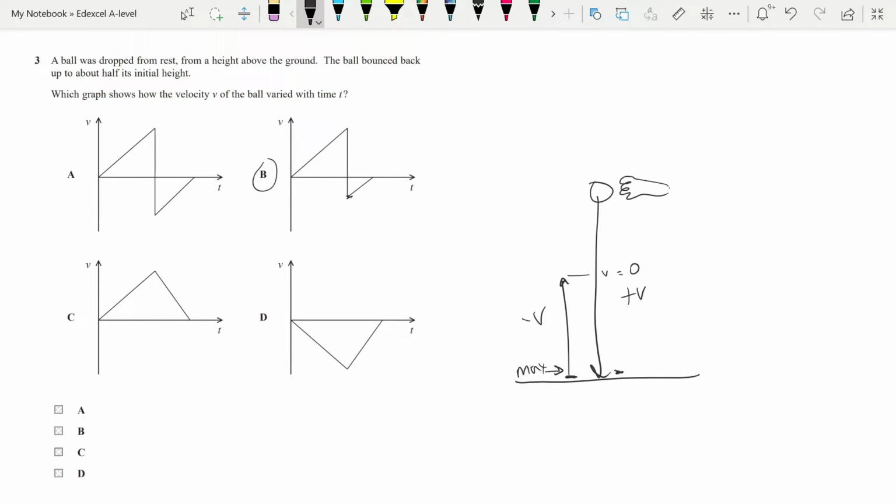If we look at our options, the reversing of the direction means that C and D are not possible because there's no reversal of direction. Reversal of direction here means it's got to cross the x-axis. We've already said that bouncing up to half the height doesn't mean half the velocity here. This one reduces its velocity too much, so we're going to go for A. Now, obviously, you have to do that much more quickly in an exam, but when you're practicing it, you get used to the thought process, and then you become faster.